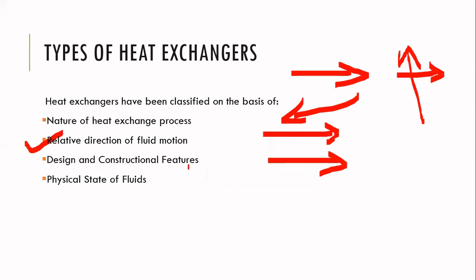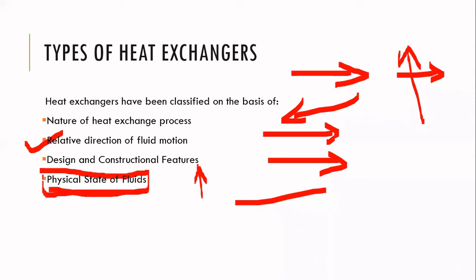On the basis of design and constructional features also, we are going to classify the heat exchangers. We will discuss this category later. And on the basis of physical state of fluids, we are going to classify heat exchangers: whether the fluid entering the heat exchanger is in liquid state or gaseous state, and what phenomenon is taking place in the heat exchanger, whether it is boiling or condensation, evaporation or condensation. Depending on these, we classify the heat exchangers on the basis of physical state of the fluids.